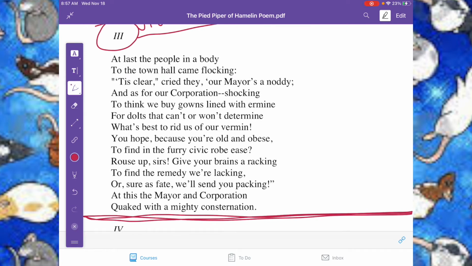At last the people in a body to the town hall came flocking. "'Tis clear," they cried, "our mayor's a noddy. And as for the corporation, shocking. To think we buy gowns lined with ermine for dolts that can't or won't determine what's best to rid us of our vermin. You hope because you're old and obese to find in furry civic robe ease? Rouse up, sirs, give your brains a racking to find the remedy we're lacking, or sure as fate we'll send you packing." At this the mayor and corporation quaked with a mighty consternation.